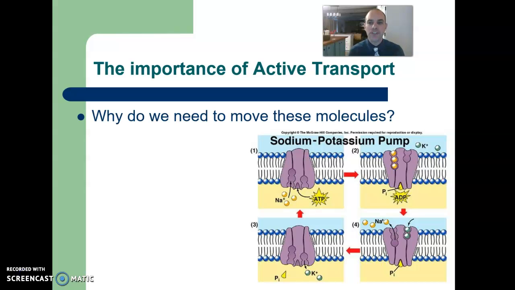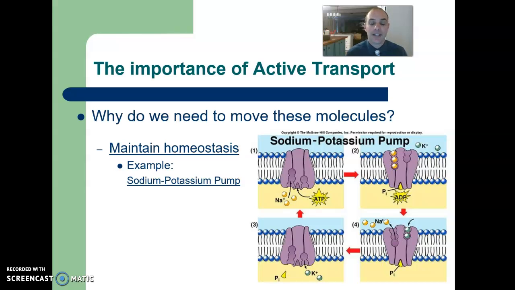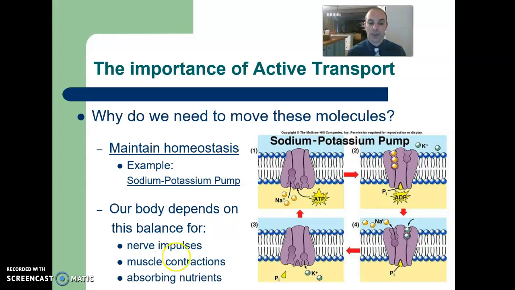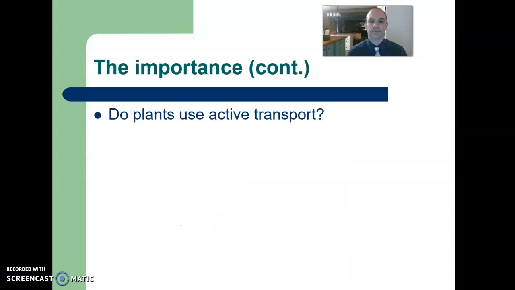So, why do we need to move these molecules? To maintain homeostasis. An example you will commonly hear is something called the sodium-potassium pump. Right, and you'll see over here, we've got sodium trying to get into the cell through an active channel. You notice that ATP is always around, adenosine triphosphate, for energy. Our body depends on this balance for nerve impulses. Muscle contractions are two of the big ones, and absorbing nutrients. When you get to me in anatomy, we will discuss this in much greater detail, upon how nerves need to use sodium and potassium.